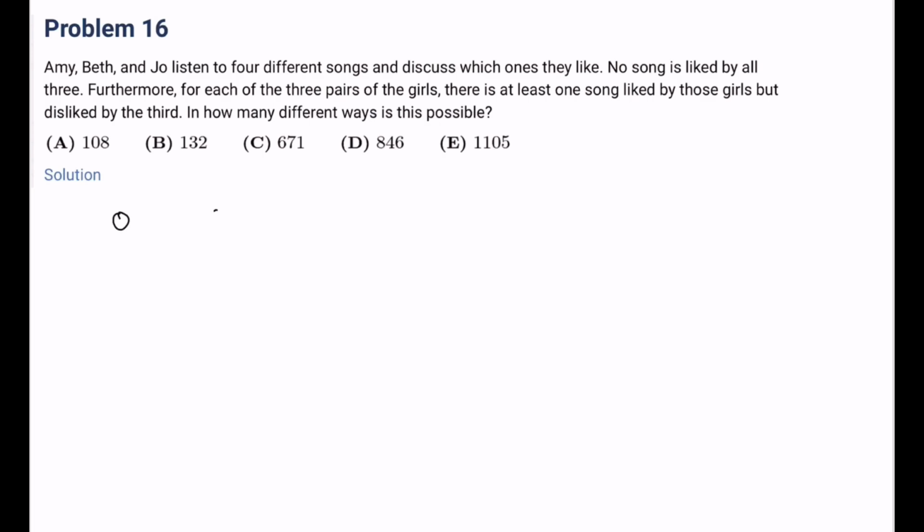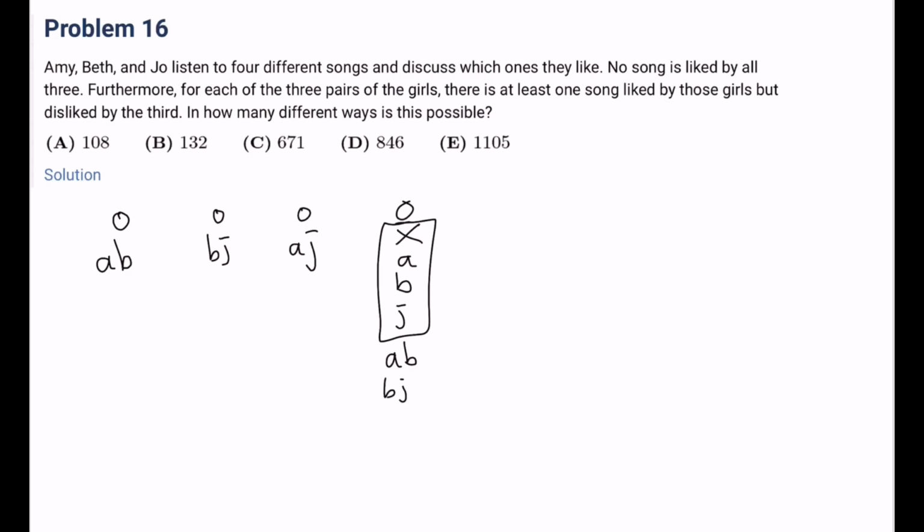So we have 4 different songs, and at least 1 song that Amy and Beth like, Beth and Joe like, and Amy and Joe like. But then the 4th song, we don't know which one it is. And so this one, if it's different from these 3, then it could be that nobody likes it, or only Amy, or only Beth, or only Joe likes it, because no song is liked by all 3. This is if the last one is different, and it could also be the same. It could be the case that Amy and Beth like this one too, or Beth and Joe, or Amy and Joe like only this one too.